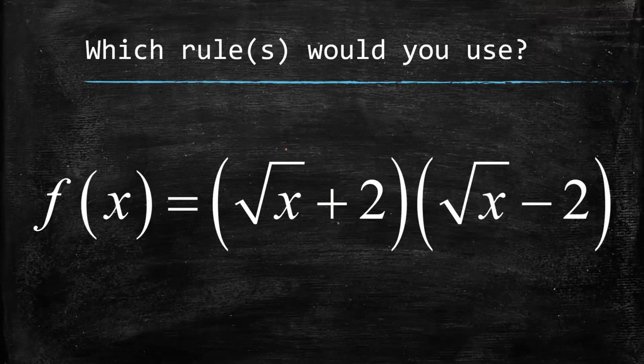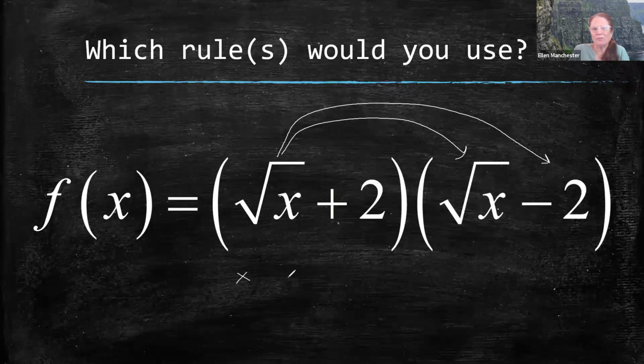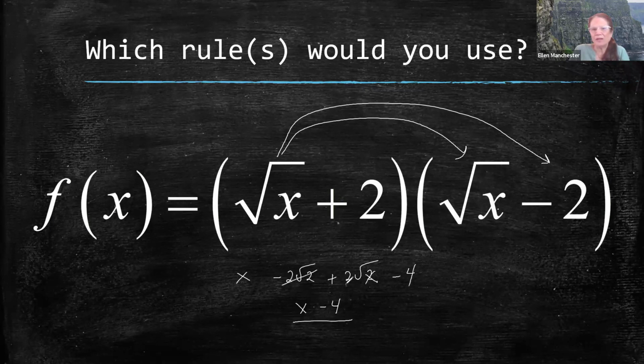Okay. So the other way that we can do this though, remember you can do FOIL, right? Again, the product and quotient rule, they work great. But if you can get out of them, then get out of them. So square root of x times square root of x is just x. Square root of x times -2 is -2 square root of x. 2 times square root of x is +2 square root of x, and then 2 times -2 is -4. So what's nice about this one is, do you see how it all drops to that? Because these cancel each other. So if you use the product rule, you would have gotten the same answer, right?